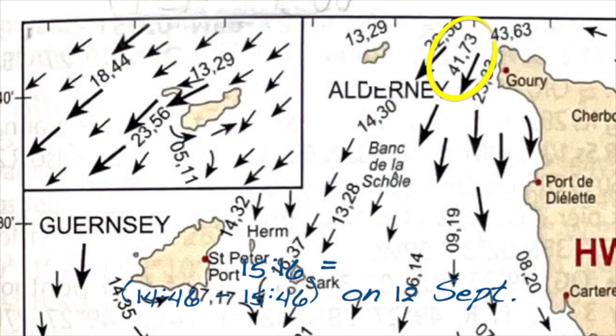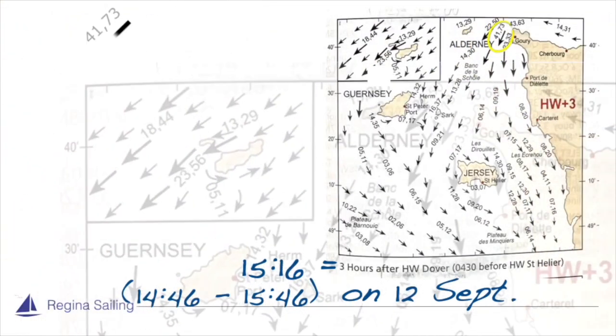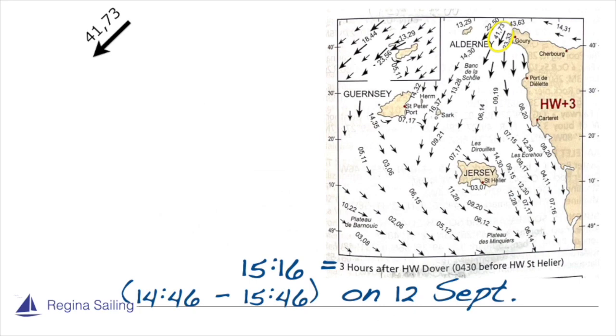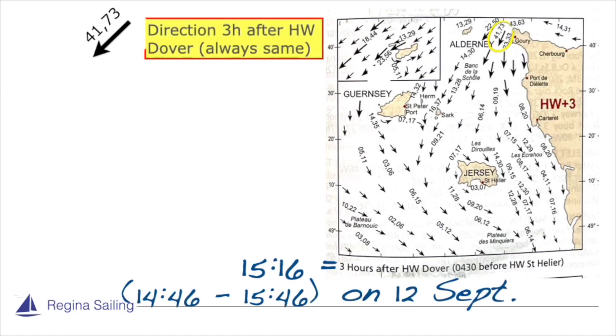So let's copy this number, 41,73. And that is something that is not very obvious to understand what it means. Well, irrespective of if it's neap or spring or range or whatever, this is the direction 3 hours after high water, and the direction is always the same. That's good. But then you have the 41,73.